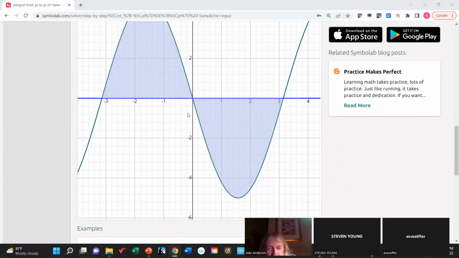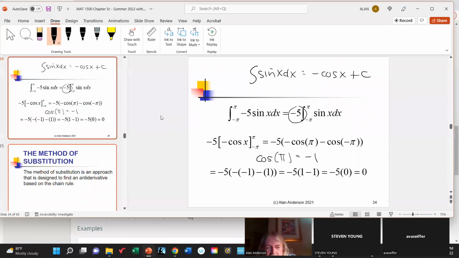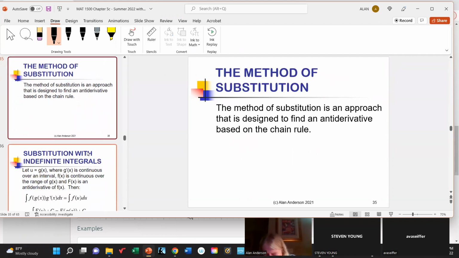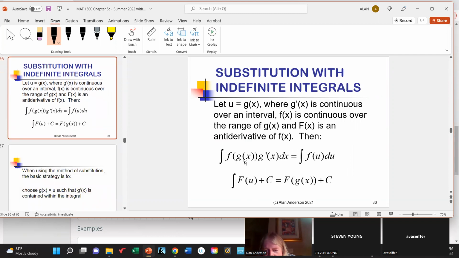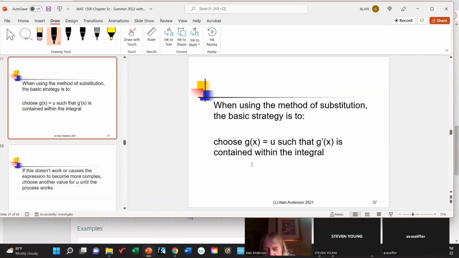All right, now we're ready for some really heavy duty techniques. This next one is really useful, but it does take some getting used to. Basically, we use this when the chain rule has been used to derive the integral that we need to study. How does this thing work? Well, here's the theoretical reasoning behind it, but I think the best way to learn the substitution method is to simply use it. So let's do an example.